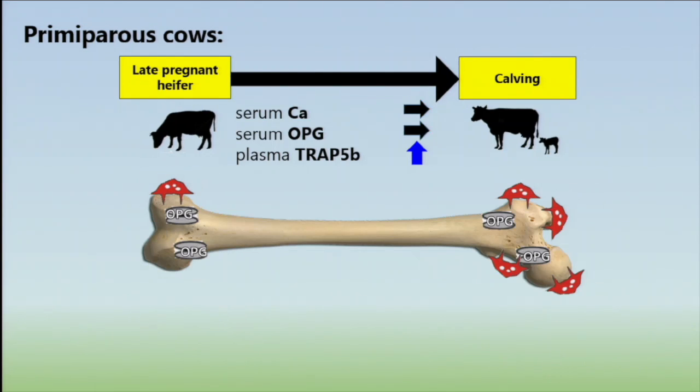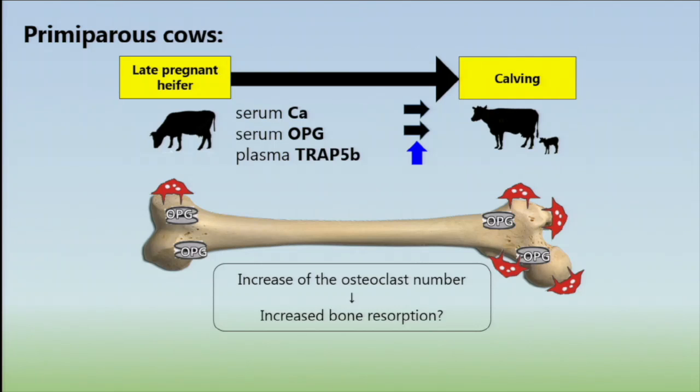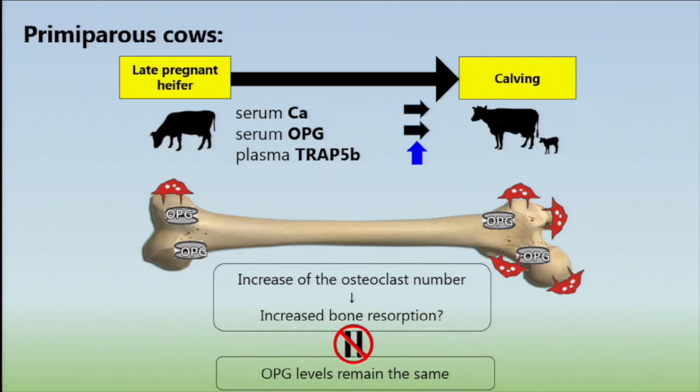On the other hand, primiparous cows did not show such a change in serum calcium and OPG. However, their plasma TRAP5B levels increased as the multiparous cows did. Based on plasma TRAP5B activities, they increase the osteoclast number at calving. It seems to increase their bone resorption. However, this cannot be explained by our finding that OPG levels remain the same.